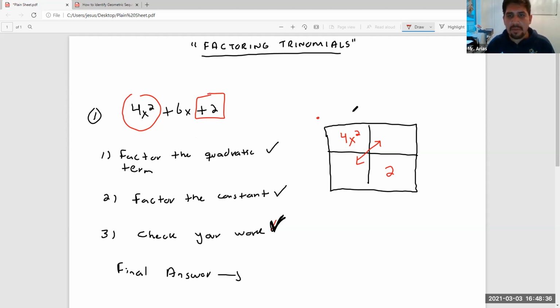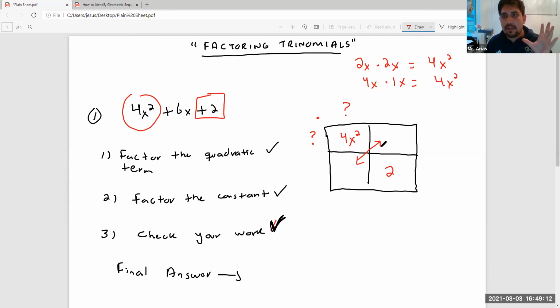If I want to factor the quadratic term, I'm basically asking myself, what two terms can I multiply by each other to produce 4x to the power of 2? In this situation, you can think about it for a moment and play with different combinations. For example, if you multiply 2x times 2x, that produces 4x to the power of 2. However, you can also multiply 4x times 1x, and that will also be 4x to the power of 2.